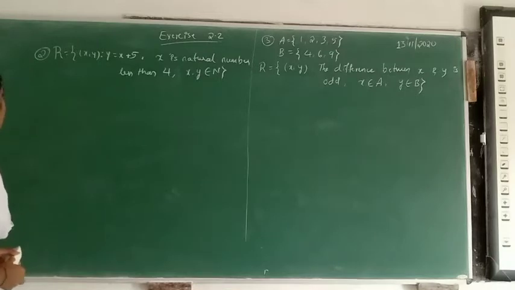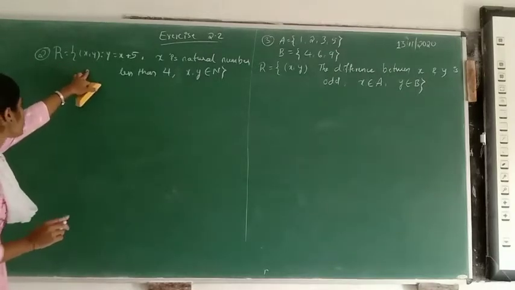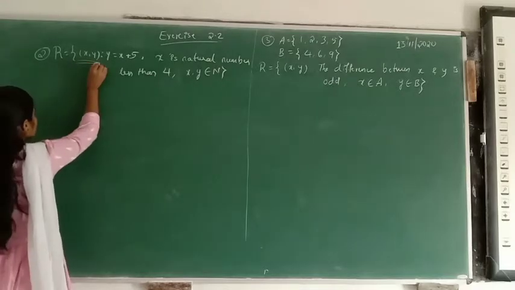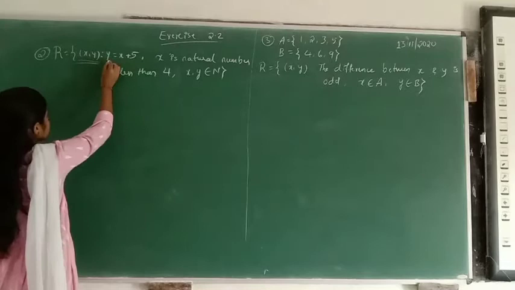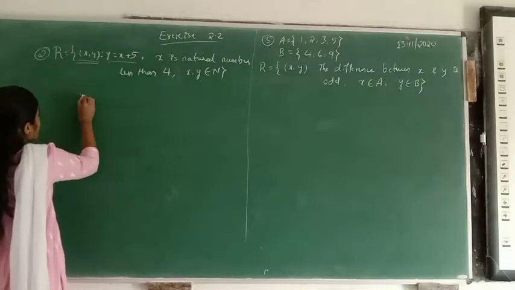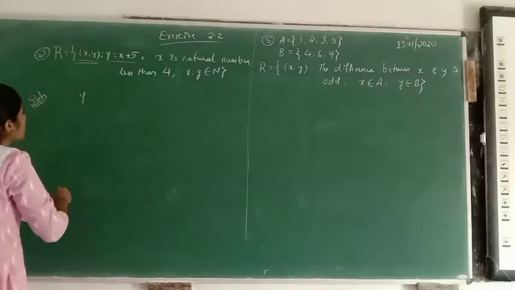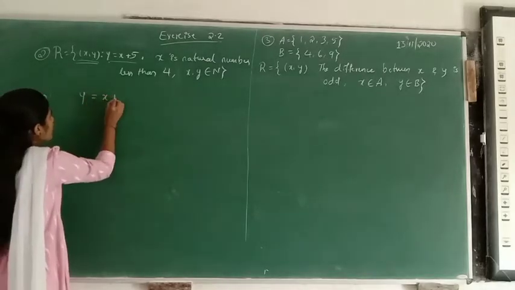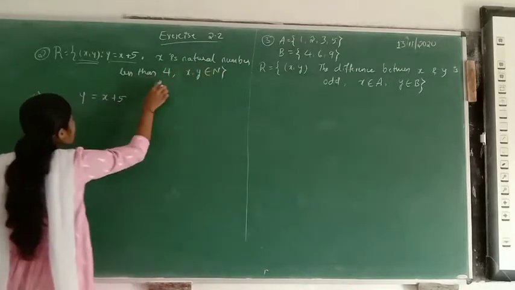Here they have given a relation. R is equal to the ordered pair of x comma y such that y is equal to x plus 5, where x is a natural number less than 4.